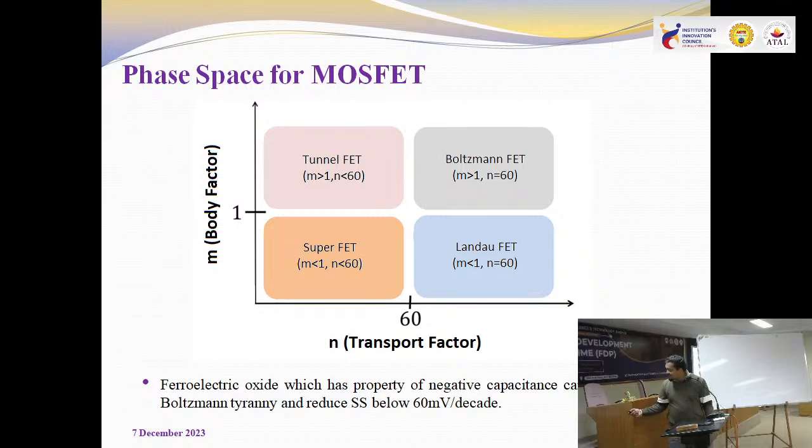Now comes this Landau FET. Now here, what is happening? M is less than 1. M is less than 1 means what? M was the body factor and N was the transport factor.